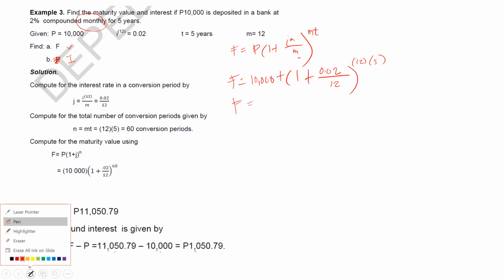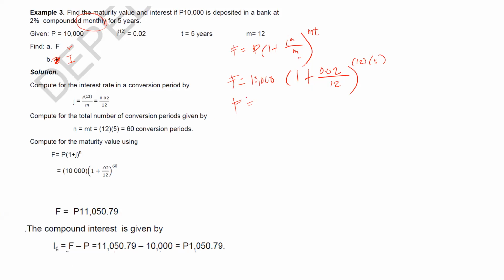Sorry. Wala palang plus. That should be multiply. Okay. So nasa parenthesis 10,000 times 1 plus, let us check if 0.02 divided by 12 is not repeating. So repeating ini. So ang gigibuhunin do, kopyahon lang ini. Divided by 12, raised to 12 times 5 is 60.